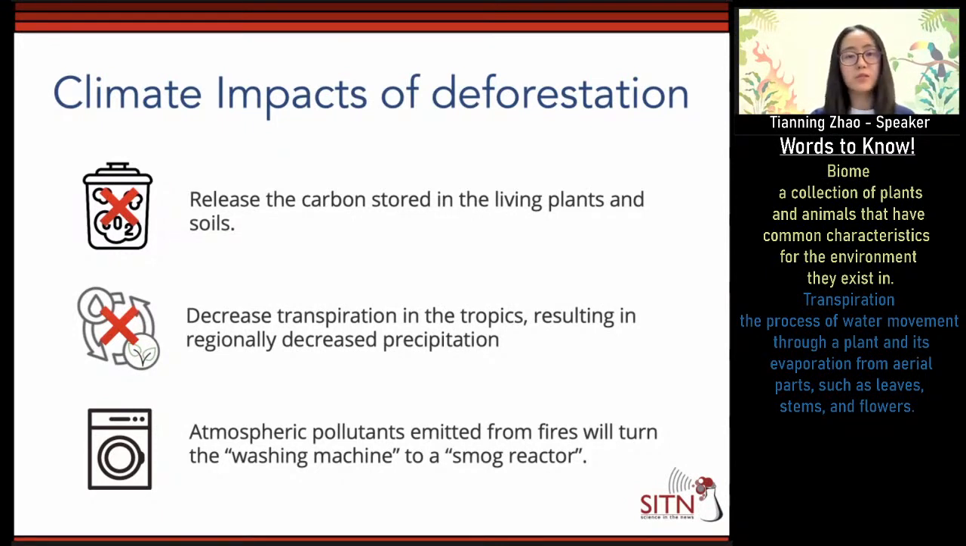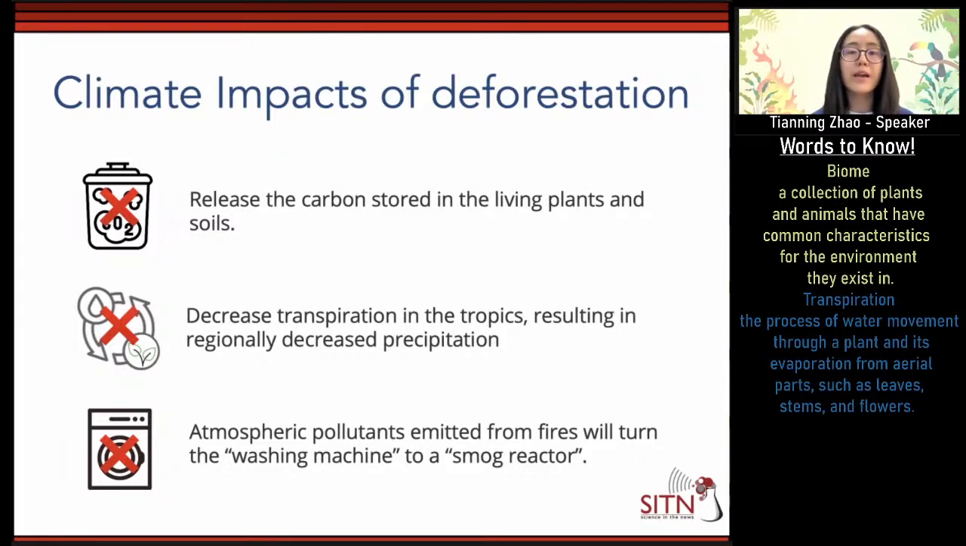Not only in the Amazon region, but also outside of the Amazon region and sometimes in the breadbasket of South America. And this washing machine is also going to be out of service here, when you're emitting atmospheric pollutants from fires or urban industrial plants, and that will turn this washing machine into a smoke reactor.